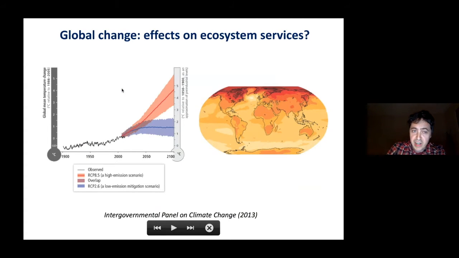A third important element is global change. We know there's a lot of data and empirical projections, theoretical projections supported by data.